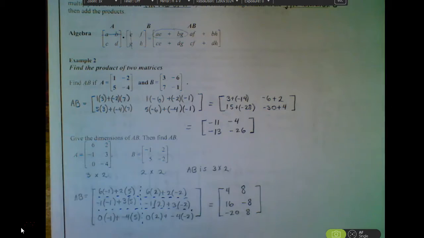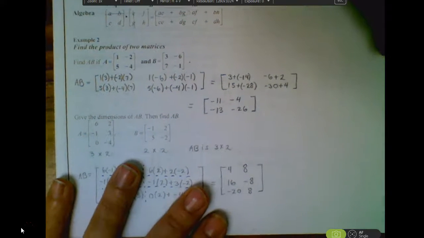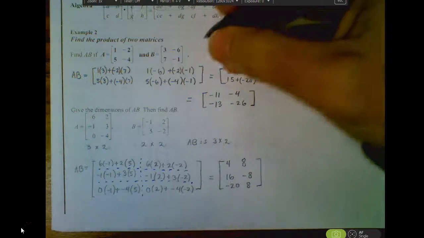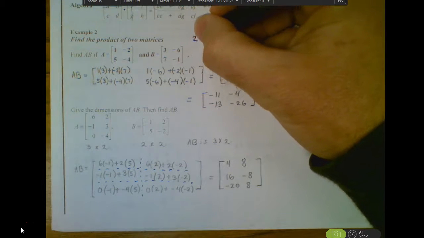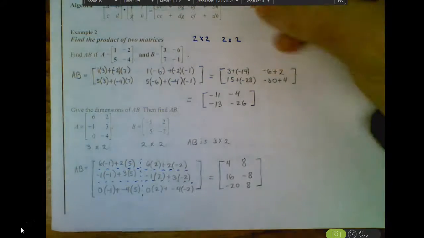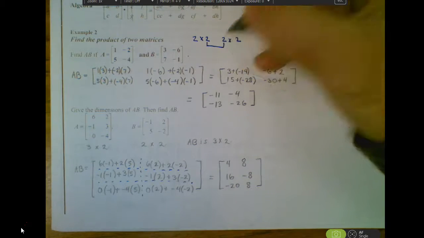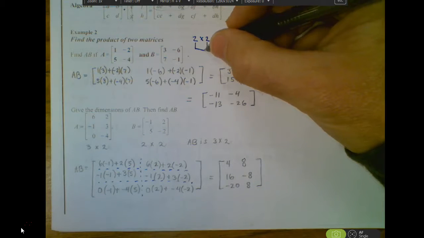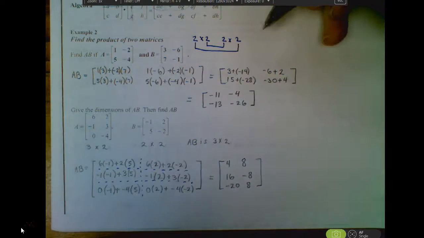Let me show you one with some real numbers involved. If we did A times B, always got to check first, can I do it? I have a 2 by 2 with another 2 by 2, and as you look at these, the interior numbers match, which means yes, I'm allowed to do it. Therefore, the exterior numbers tell me what my answer will look like. It will look like a 2 by 2 matrix.